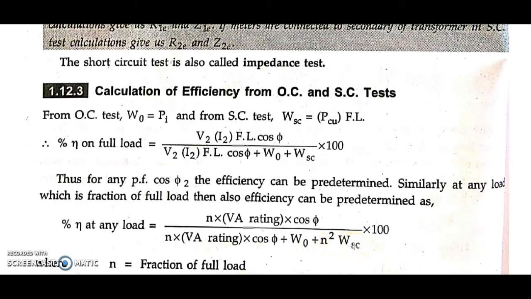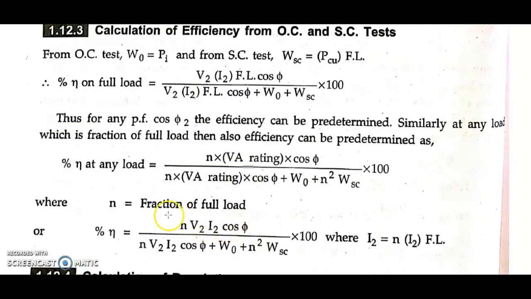Why do we need to multiply n square here? Because it is characterized by the formula I square R, so that's why n gets squared here. We know that I square R losses are nothing but copper losses. So copper loss depends on the load condition. As we vary the load, the copper loss also varies. That's the reason we need to multiply n square.